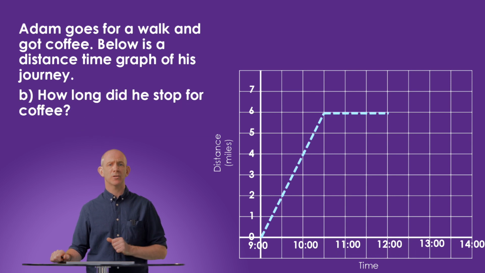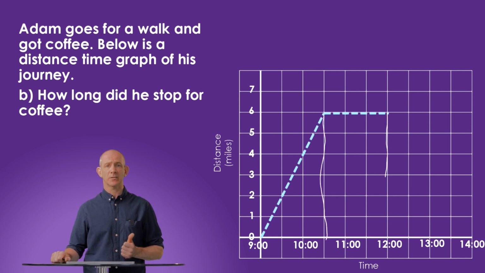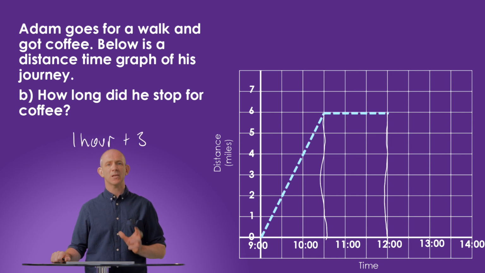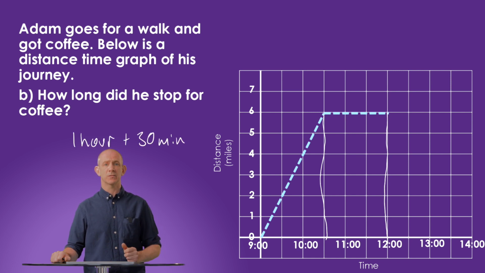We're now asked how long he stopped for coffee. We can tell he stopped as the line changes to horizontal and means that he's no longer moving further away from or returning home. If we draw these lines into the time axis, we can see that he stopped between 10:30 and 12 o'clock. So we can say he stopped for 1 hour and 30 minutes.